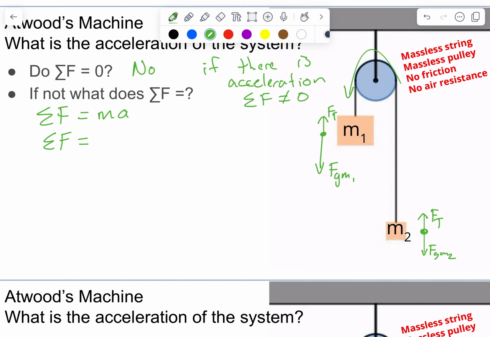Okay, so let's look at the sum of all forces now. I'm going to use this positive acceleration to determine which vector is positive and which one's negative. So anything in this direction, I'm going to call positive. So Fg, the force of gravity on mass 1, is going to be positive. Shorten that to Fg1. This force of tension is going to be negative.